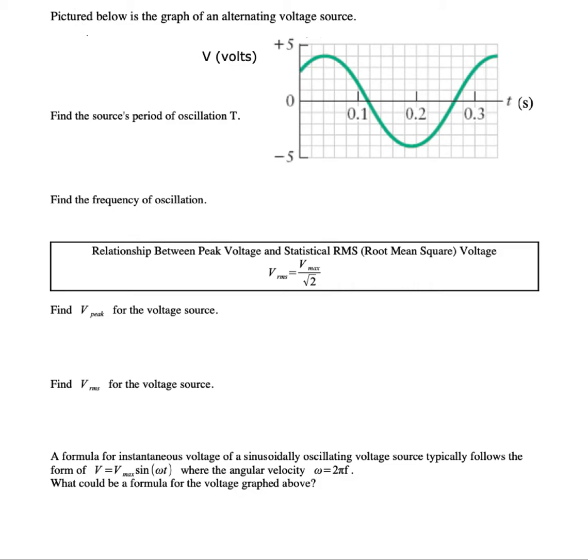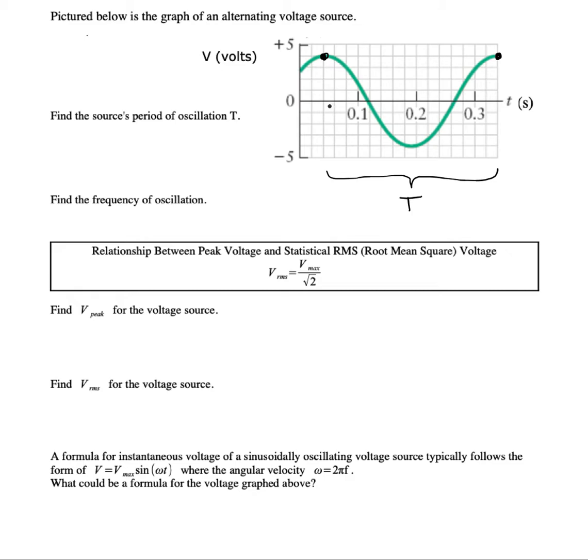Pictured below is a graph of an alternating voltage source. We'd like to find the period of oscillation. So one approach we have to finding the period is marking one point when the graph is in one phase and then marking another point when it comes back to that same phase. Since our axes are time in seconds, this distance here is going to be the period T.